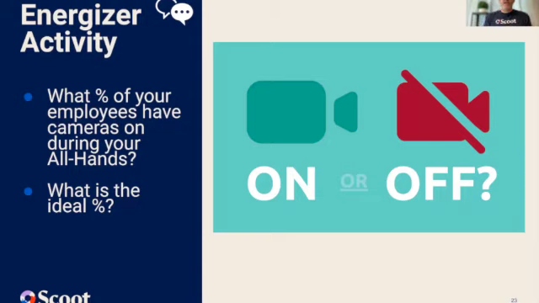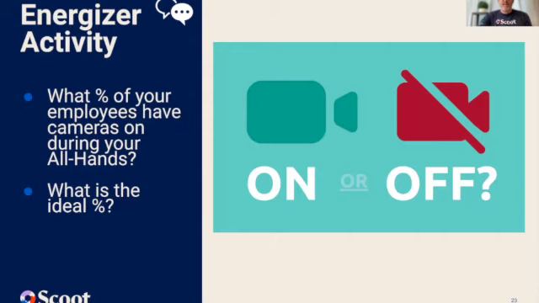And all we're going to do here is talk about a simple issue. This one will be even a little bit shorter than the last one, which is, kind of controversial, what percentage of your employees have cameras on during your all hands? Now, remember, we said that 95% of people said that they multitask during their all hands meeting. Okay, what your percentage is what it is. But the controversial part is, what do you think the ideal percentage is? I guarantee you there'll be some different thoughts on this.